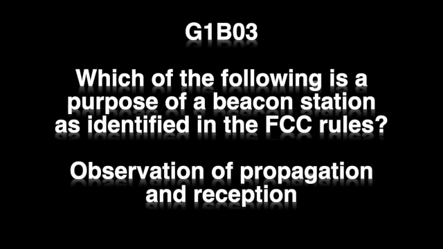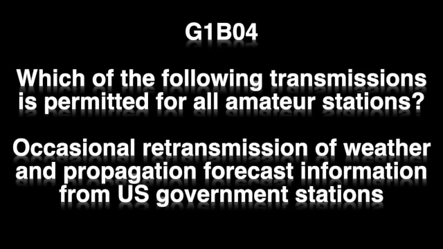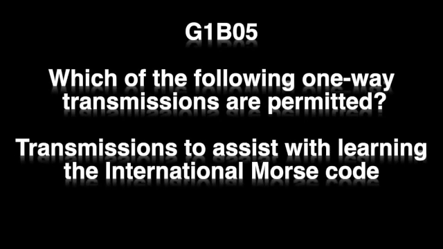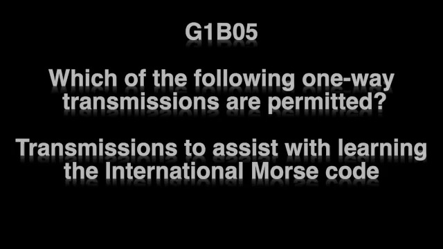G1B03. Which of the following is a purpose of a beacon station as identified in the FCC rules? Observation of propagation and reception. G1B04. Which of the following transmissions is permitted for all amateur stations? Occasional retransmission of weather and propagation forecast information from U.S. government stations. G1B05. Which of the following one-way transmissions are permitted? Transmissions to assist with learning the International Morse code.